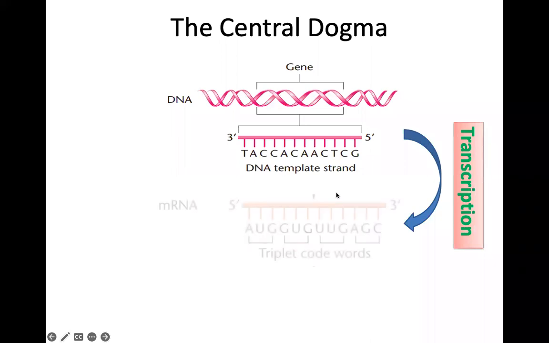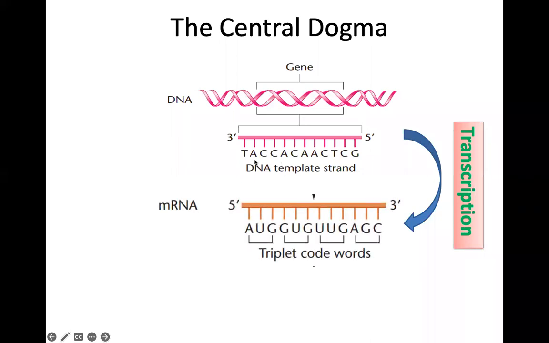Now the difference between DNA and RNA: we know that every T will be transcribed as U, while the rest of the nucleotides remain the same. So you see the template is 3' to 5', while the mRNA is 5' to 3'. Each triplet we know codes for one amino acid, and there are 20 or more amino acids.